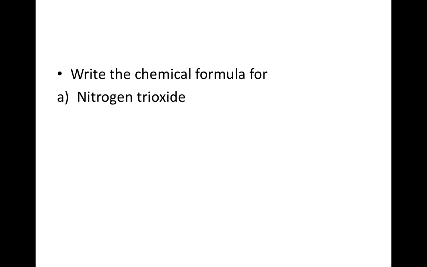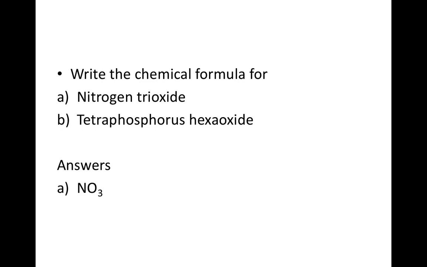Okay, try writing the chemical formula for nitrogen trioxide and tetraphosphorus hexaoxide. Pause the video and give those a try. Okay, the answers are NO3 and P4O6. If you got those correct, you can move on.